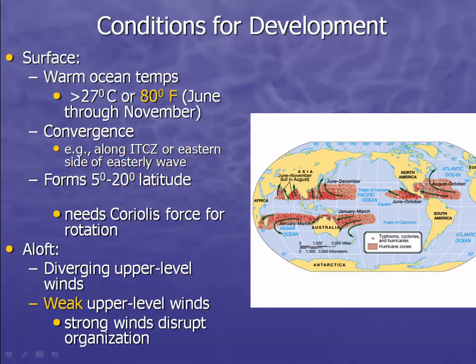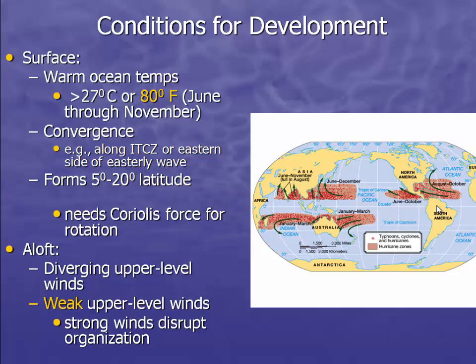Notice this image here over on the right. This is global hurricane climatology. There's never been a hurricane close to the equator. So 5 degrees north to 5 degrees south, we've never had a hurricane. The reason for that is we need some Coriolis force.